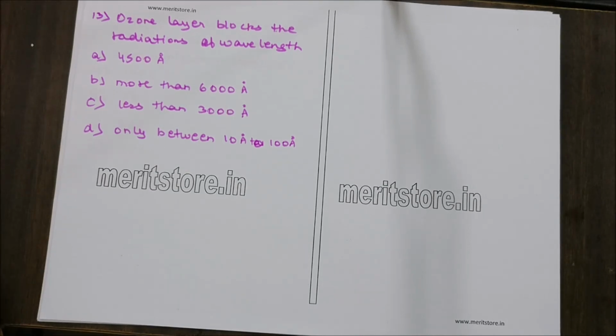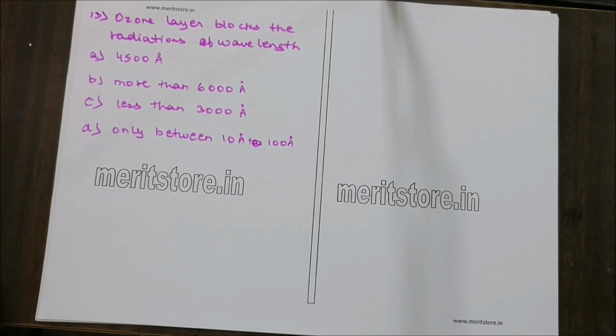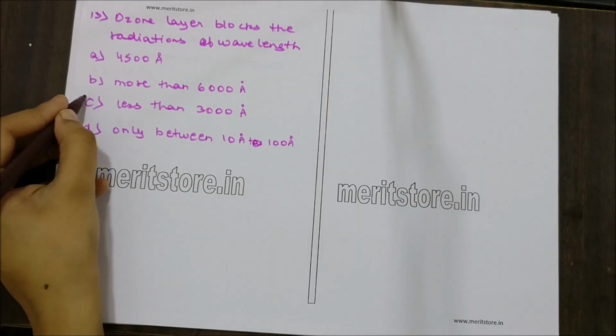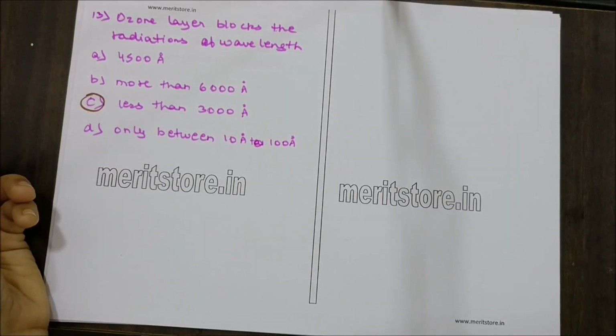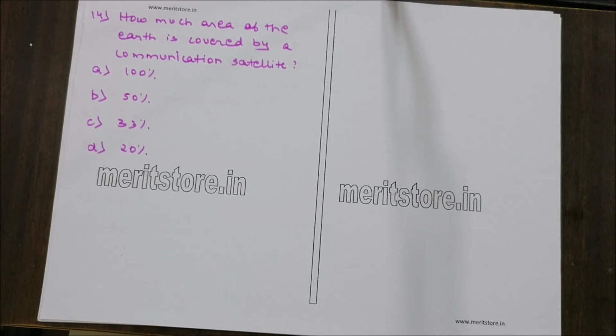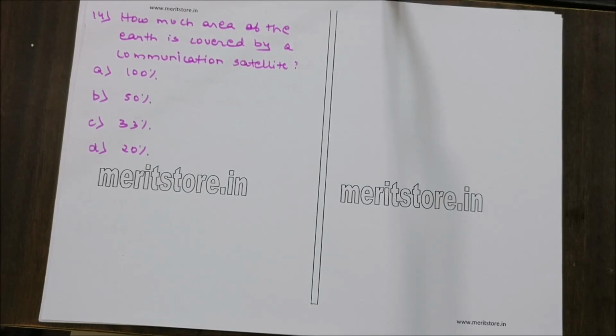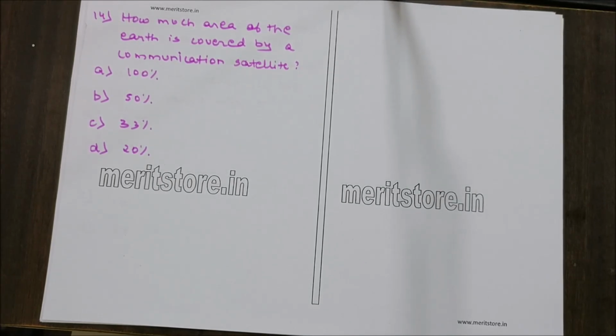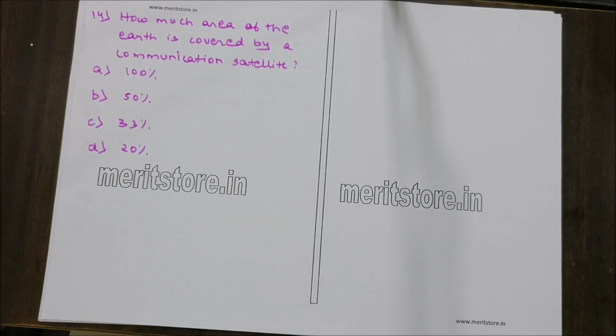13. Ozone layer blocks the radiation of the wavelength: A 4500 Angstrom, B more than 6000 Angstrom, C less than 3000 Angstrom, D only between 10 to 100 Angstrom. Option C, less than 3000 Angstrom, is the correct option. 14. How much area of the earth is covered by a communication satellite? A 100%, B 50%, C 33%, D 20%.